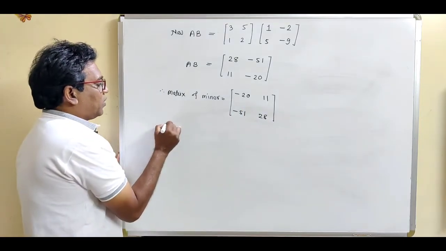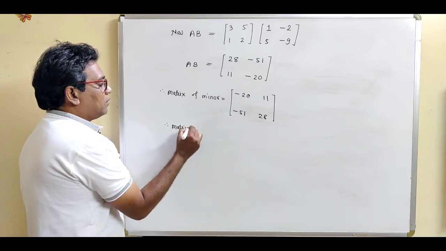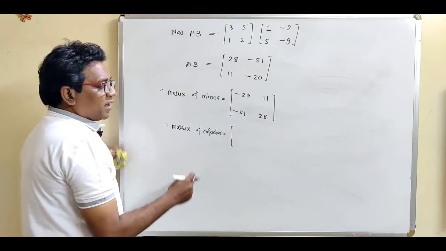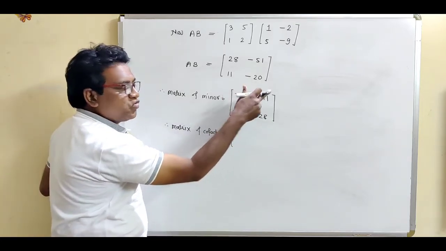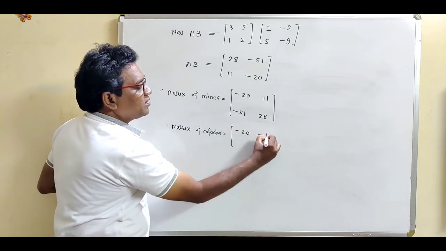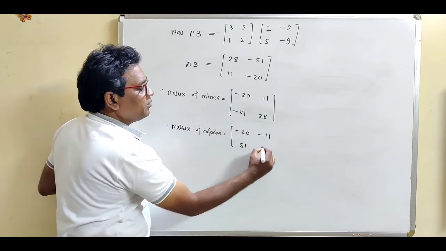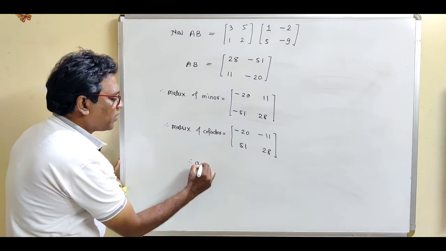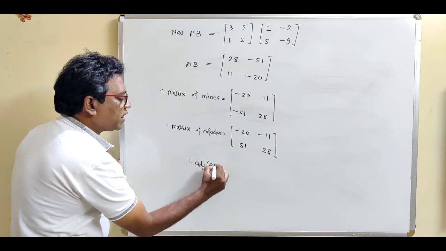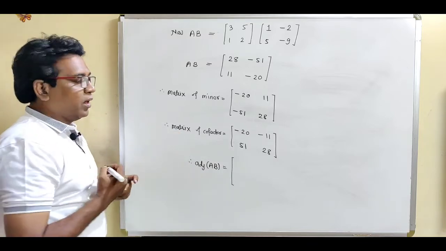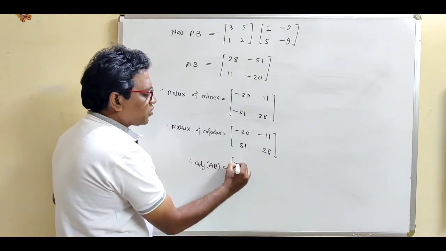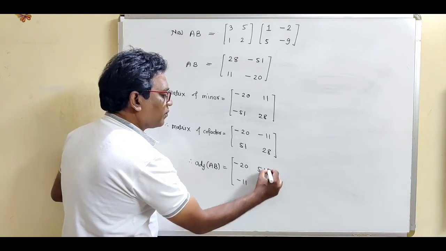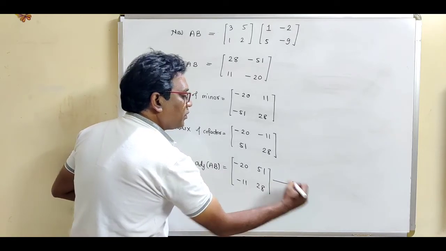So from matrix of minor, find out the matrix of cofactor. So in case of cofactor matrix, just change the sign of these two elements. So minus 20 as it is, change the sign means minus 11, change the sign means 51, and this is as it is 28. So from matrix of cofactor, write down its transpose, it is called the adjoint. Adjoint means write first row as the first column, write second row as the second column. So this is suppose equation number 2.